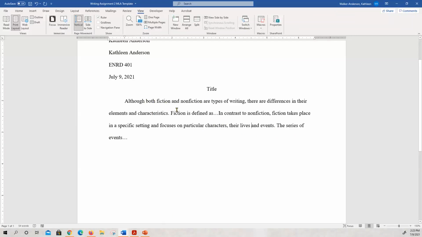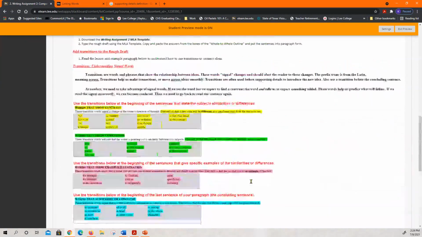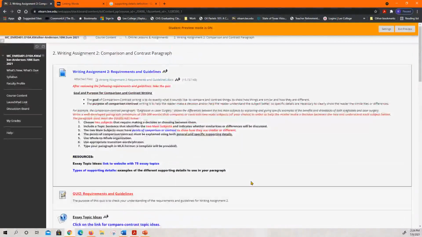And once you are happy with your paragraph and you get it to what you believe is the final draft phase, then you will attach your document to the assignment, and it's going to be the very last assignment listed, to submit your final draft. I did attach the rubric so you can look at that so you know how you're being graded. And I don't know if you noticed, but at the beginning of this folder, it gave you a new due date. So you all have until Monday at the end of the day to finish these assignments.